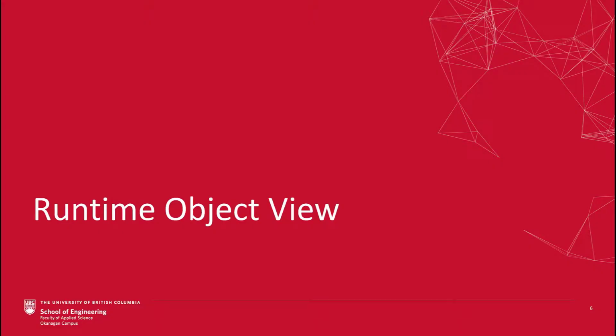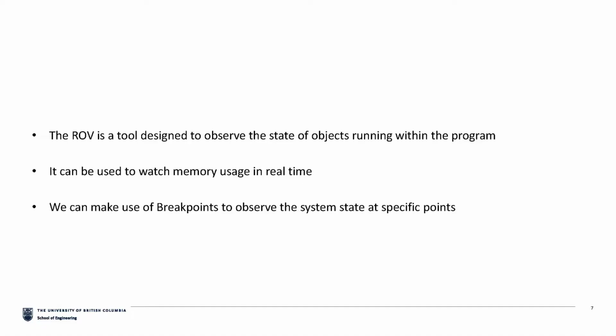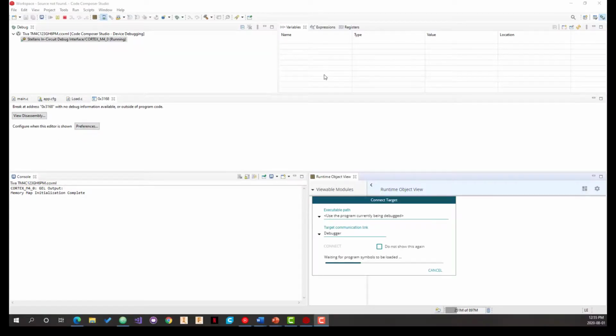The last thing I'll discuss today is the Runtime Object View, a tool provided by CCS that allows us to observe the state of the TIVA microcontroller. It can be used to watch memory usage in real time and utilize breakpoints in code to see what's happening at specific points. Using this tool is not necessary to complete the lab procedure, but will provide you with additional information and understanding. If you encounter problems, such as the ROV hanging on waiting for program symbols to be loaded, shown here, move on to the next part of the lab.